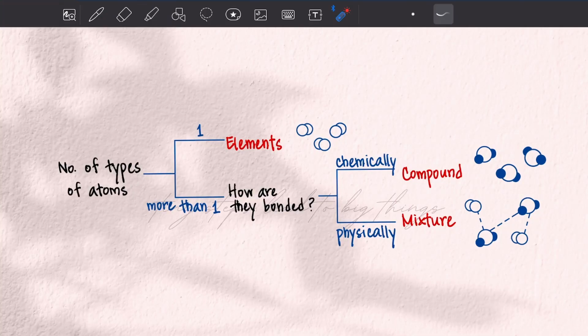In summary, when we are determining whether something is an element, a compound, or a mixture, ask yourself these 2 questions. 1. How many different types of atoms are there? Are we talking about birds of a feather? If we are, it's an element. If we are talking about more than 1, then we gotta ask ourselves the next question. Number 2, are these atoms chemically bonded or physically bonded? If they're chemically bonded, they're compounds. If they're physically bonded, it's a mixture.